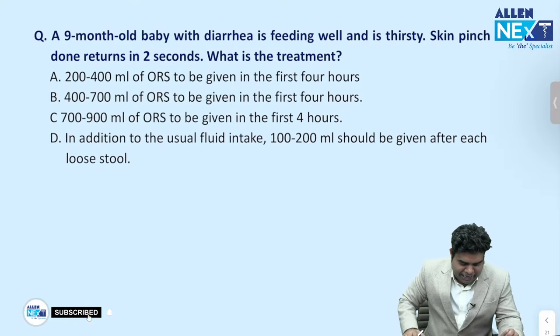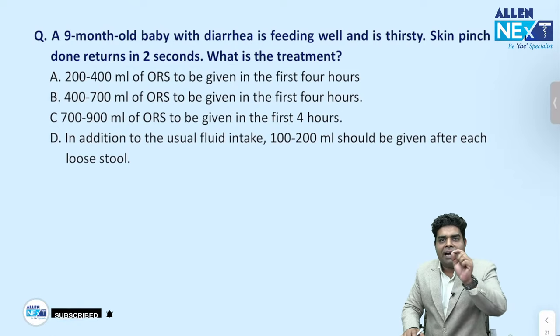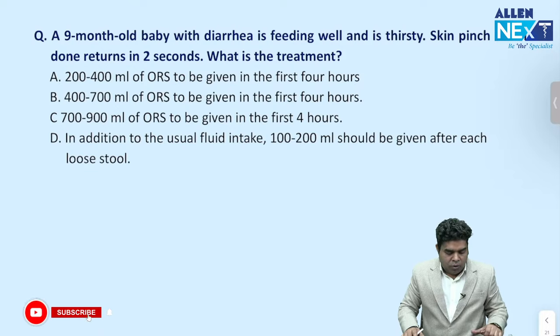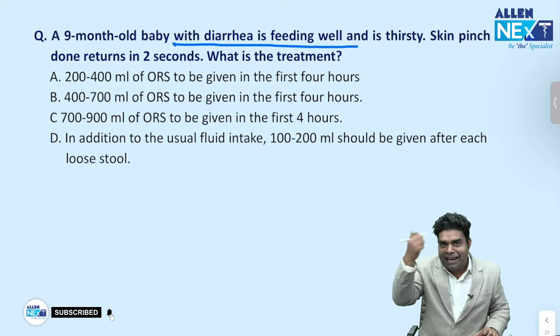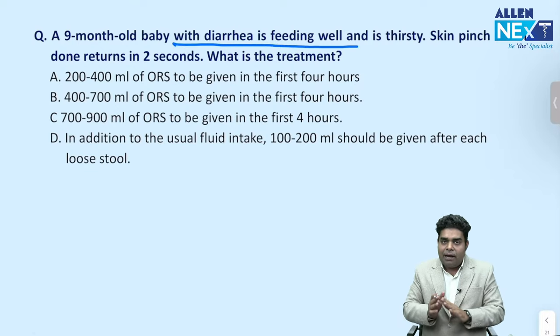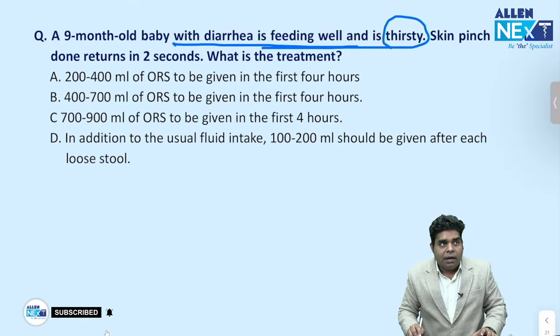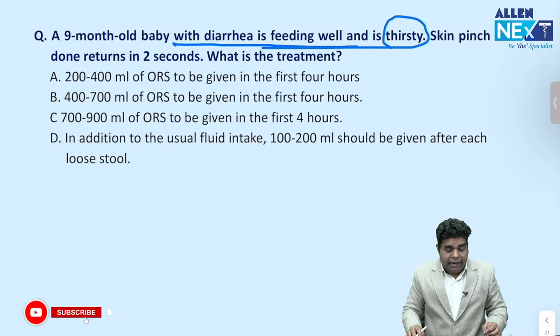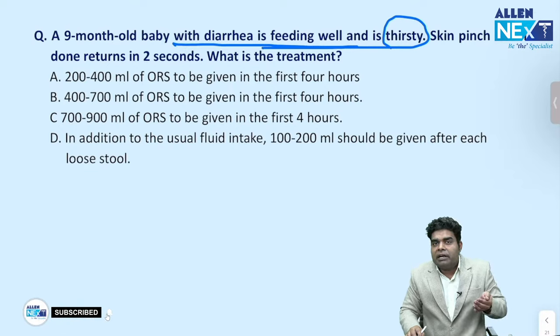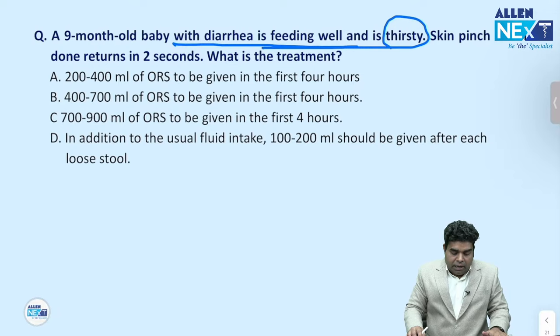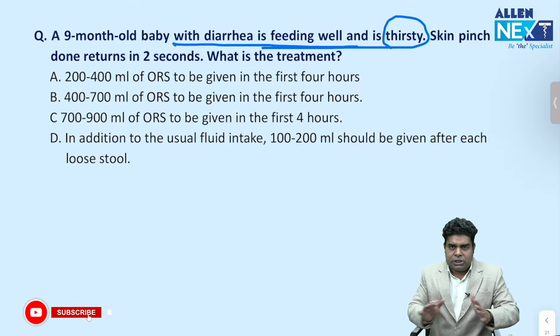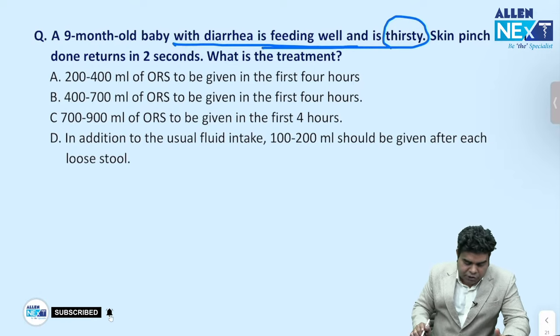Now, let's move ahead. Next question: a 9-month-old baby with diarrhea, and she is feeding well, but is thirsty. Skin pinch returns in 2 seconds. What is the treatment? So let's first revise the classification.